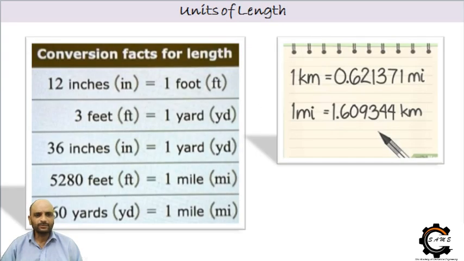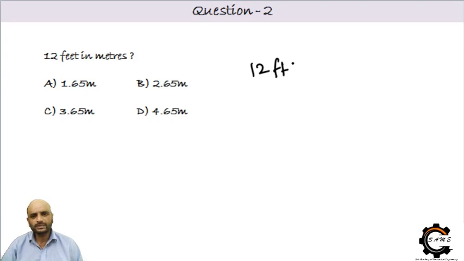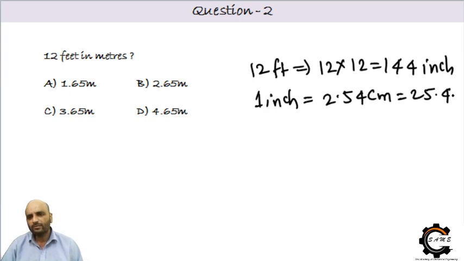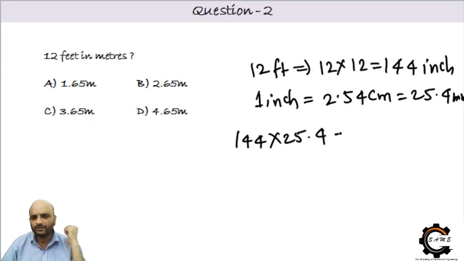Just in the conversion we have seen, 12 inches is equal to 1 feet, right? So first what I have to do, this 12 feet I have to convert into inches. 1 feet is equal to 12 inches, so 12 into 12, which is equal to 144 inch. So we know 1 inch is equal to 2.54 centimeter or 25.4 millimeter, right? Similarly here, I'll convert this into millimeter, 25.4.